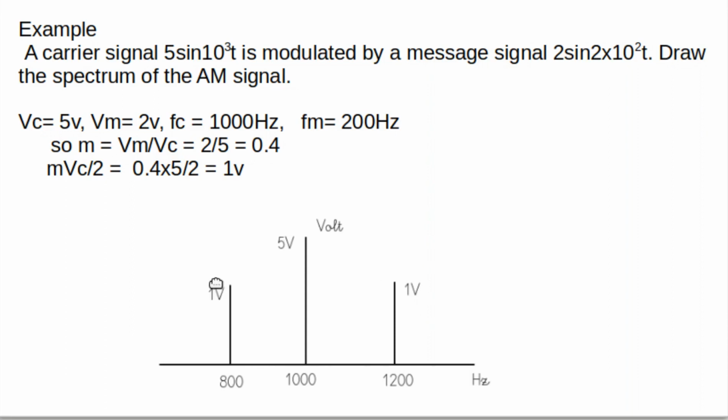What about the LSB? Its frequency is Fc minus Fm, 1000 minus 200, it is 800. Its amplitude is again MVc by 2, and hence it is 1 volt. So this is the spectrum.